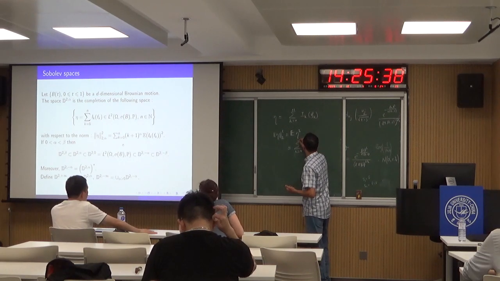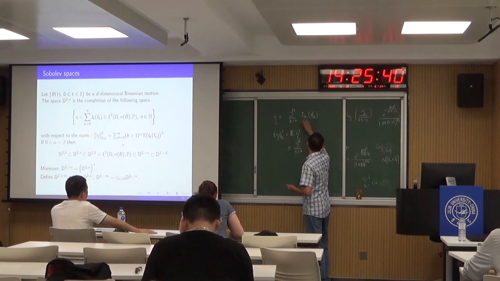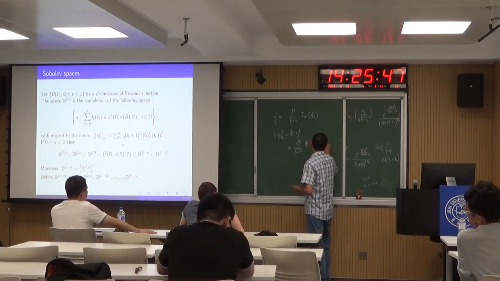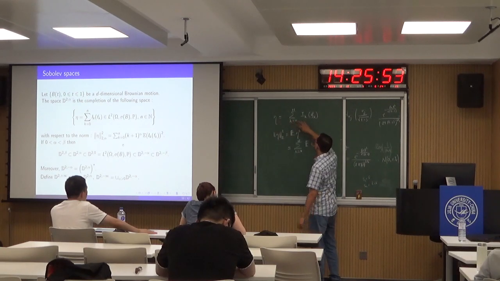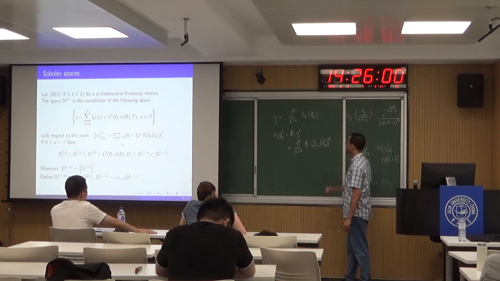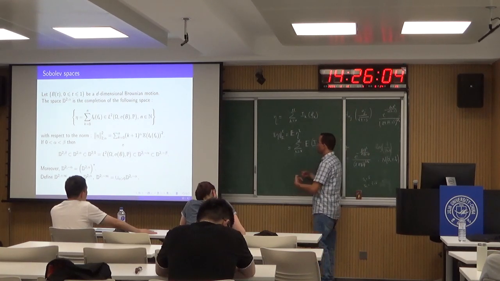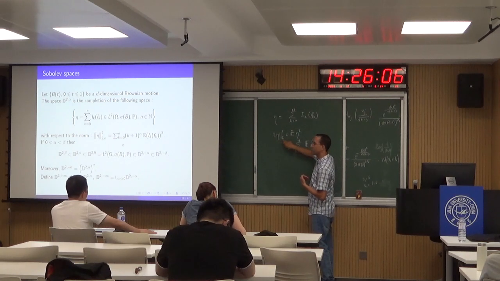So the sum from 0 to big N of the square norm of each term. It's like you have some vector written in some orthogonal basis, so its square norm will be the sum of the square norms of the components. Okay, but now we will not take the completion with respect to this norm 2.